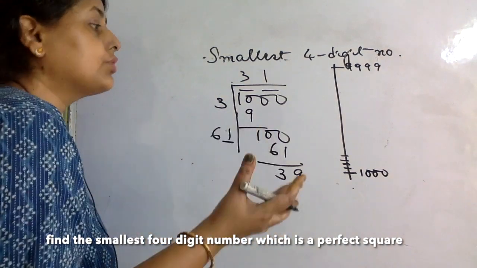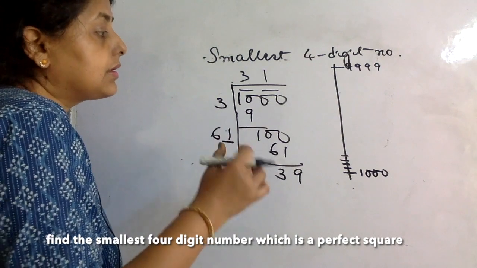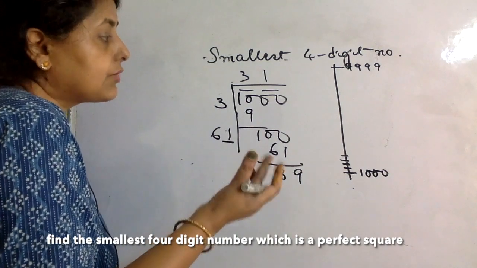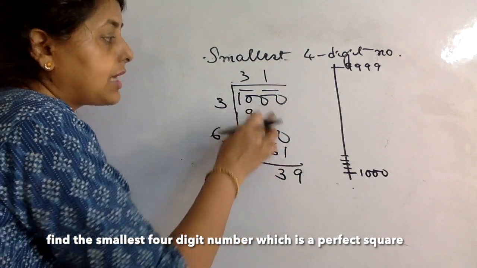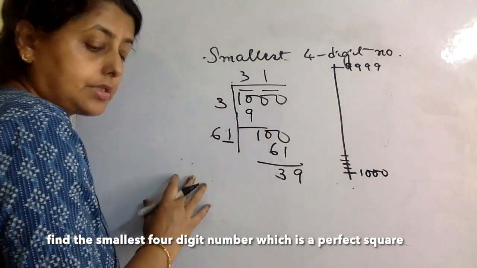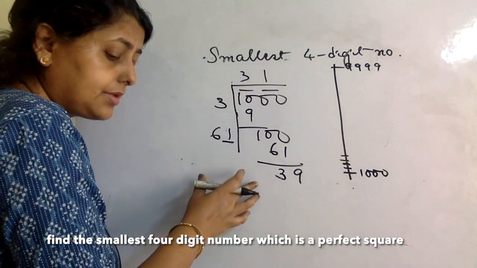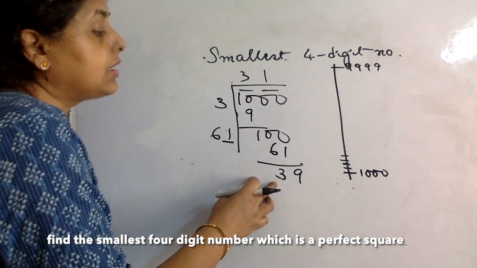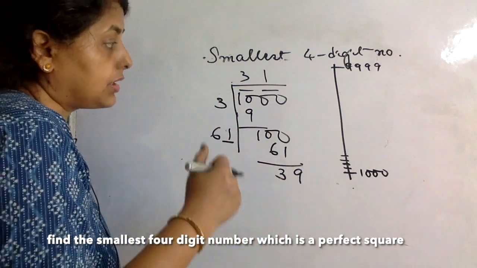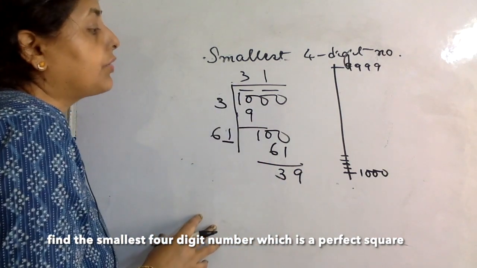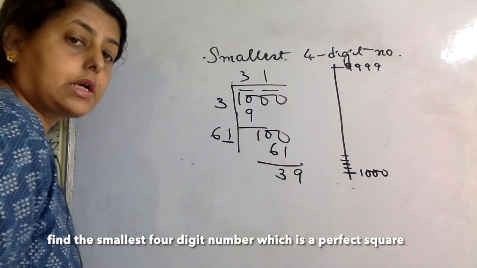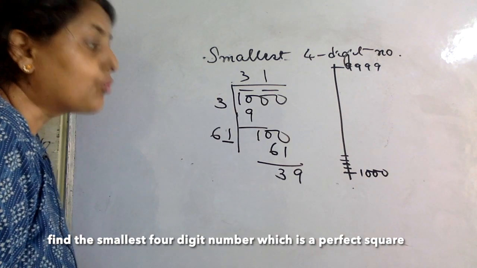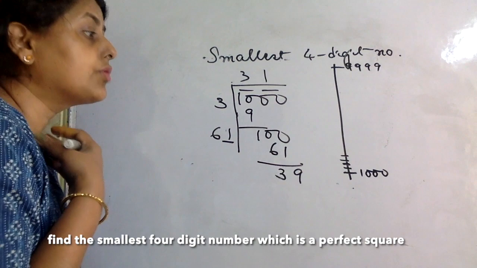That is, when we found the square root of this, we can get it as 31 square. After that there is a remainder, that is, if we subtract 39, then we shall be getting a perfect square, that is a perfect square of 31, okay. But then that is not what they are asking. They aren't asking that. What are they asking? They are asking what is the smallest 4-digit number which is a perfect square.